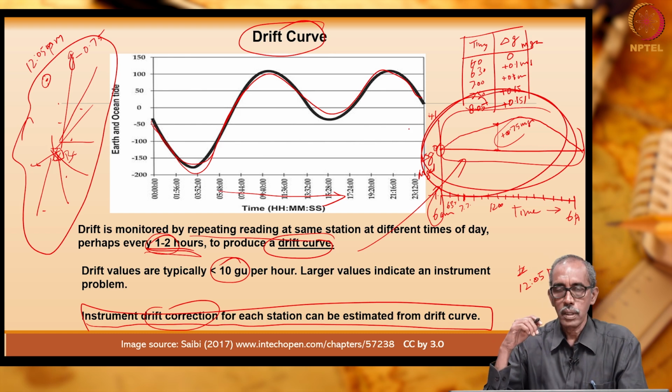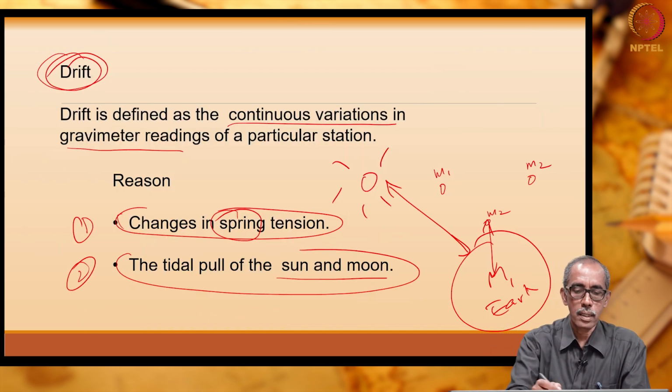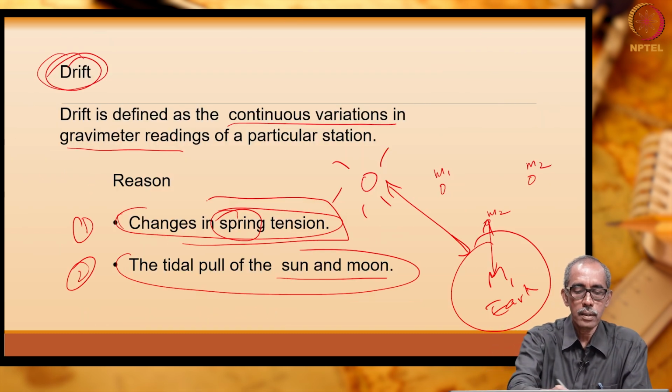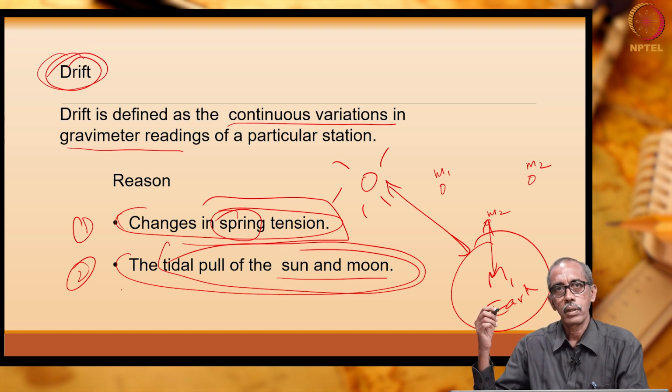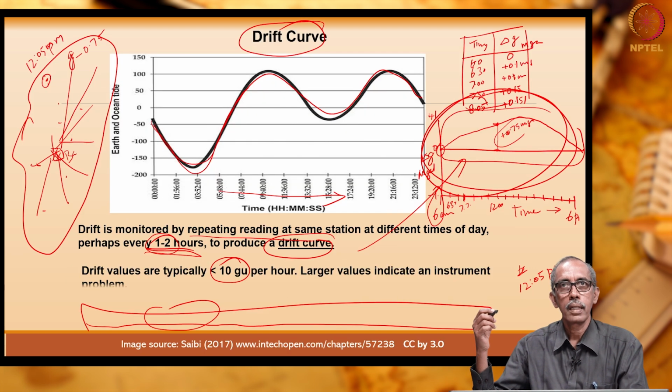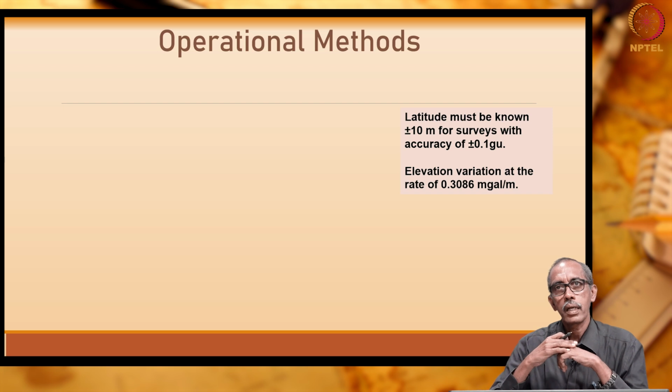Okay. So, this is how we prepare the drift curve, and we understand about the drift, due to these two reasons. One is the equipment reason, another one is the location of other planets around us, right. Now, we have made the drift curve. Then, how are we going to carry out the survey in the field?